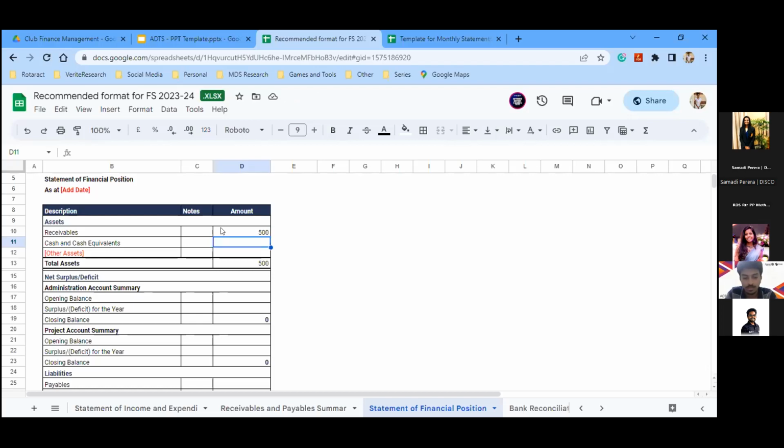Cash and cash equivalents is basically the net cash that you have right now. When you open the drawer, how much cash do you have that you can physically touch? And also in your bank account, how much cash do you have that you can immediately access? That amount you put here, right? And then you add those two up and you get your total assets, that and whatever other assets you might have, right?